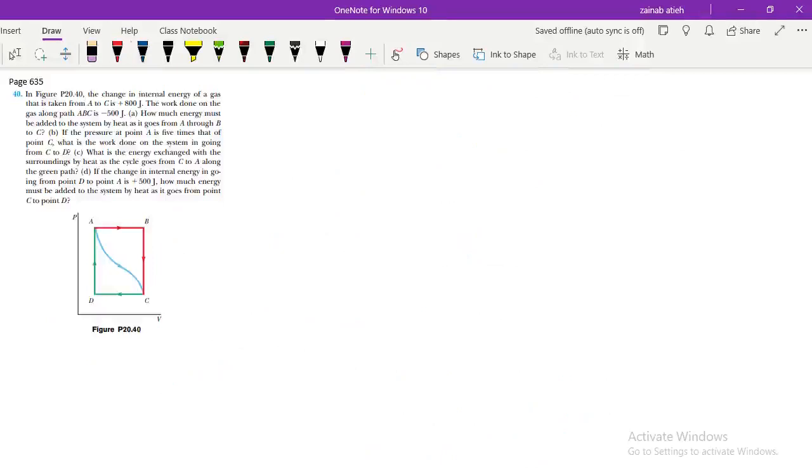Now we will do problem 40, page 635. In figure 20.40, the change in internal energy of a gas that's taken from A to C is 800 joule. So we have delta U AC equal to 800 joule. He's giving me the work done on the gas. In this chapter, he always gives me the work done on the gas and not by the gas.